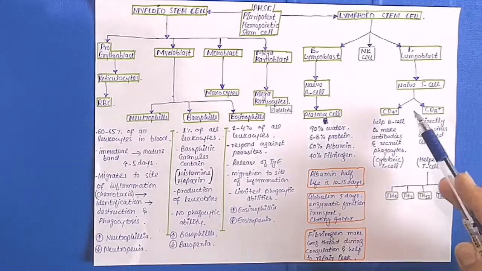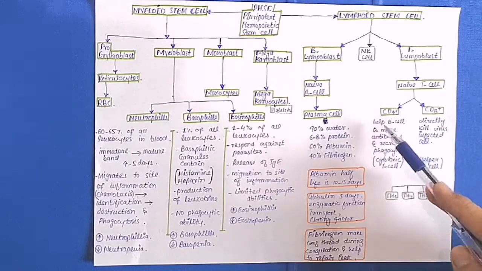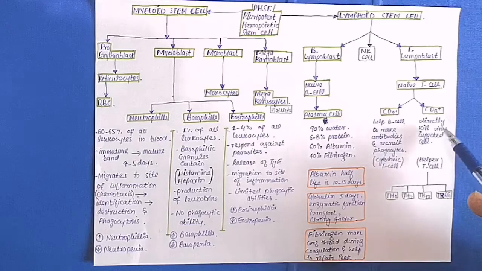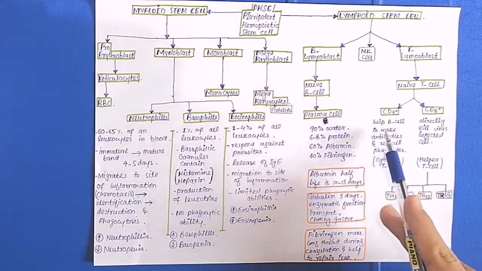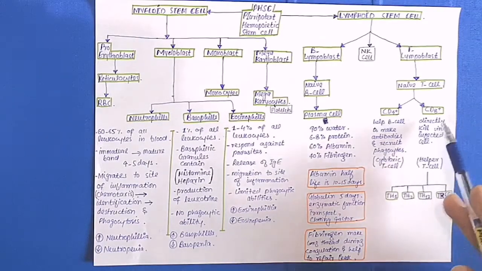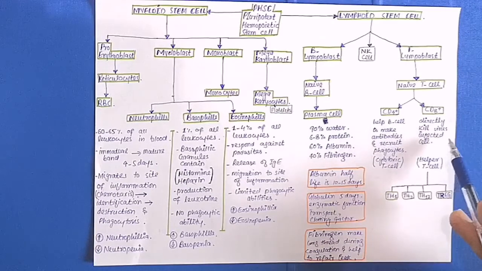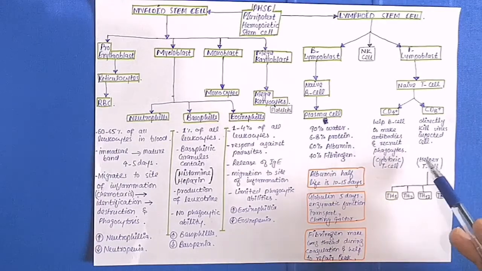The T cell is differentiated into helper T cells CD4 and cytotoxic T cells CD8. The CD4 helps the B cell to make the antibodies and recruit phagocytes, and CD8 directly kills the virus and infected cells. Most of the circulating lymphocytes are T cells, almost 80%.